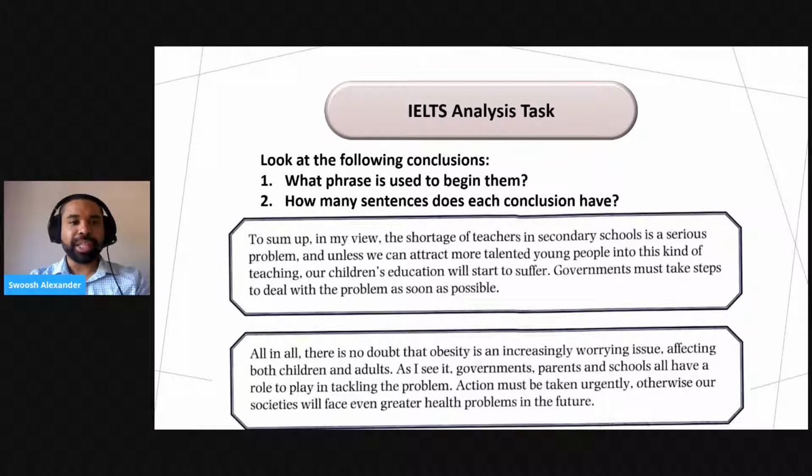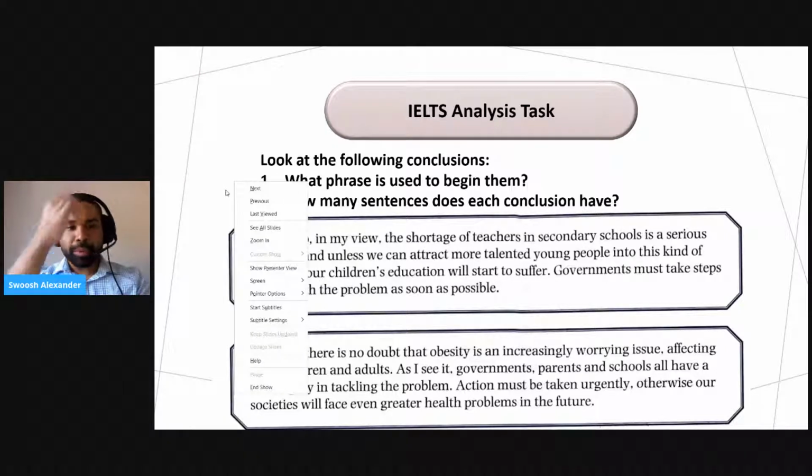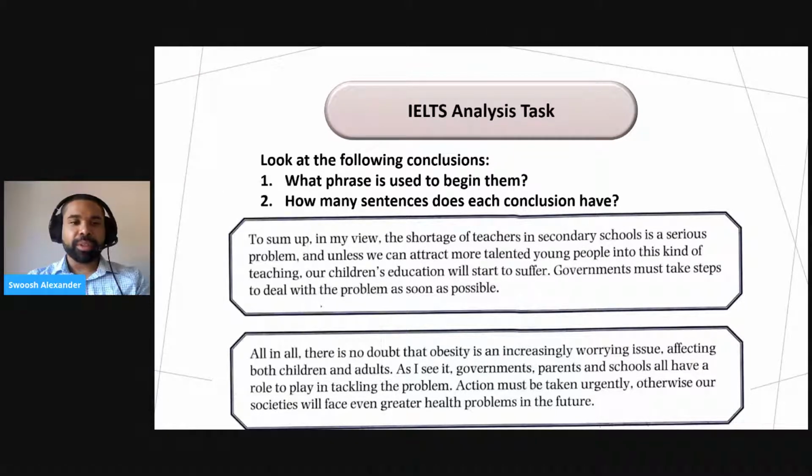Okay, so in terms of then the phrase that's used to begin the conclusions, do we have any comments on those? Let's have a look at this then and underline where we can find the answers to these questions. So first of all, what phrases used to begin them? Well, the first one is to sum up. So to sum up is a way in which you could begin your conclusion. In the second conclusion, we have all in all. Okay, so these are two phrases that are used to begin our conclusions.